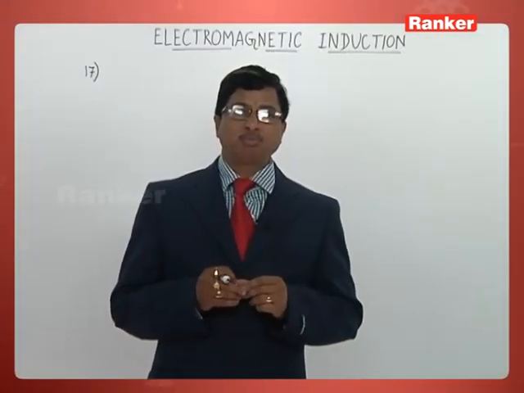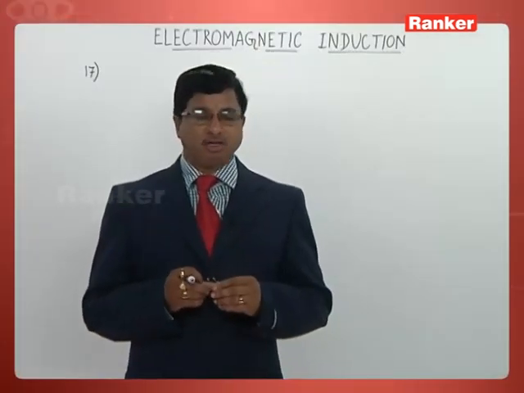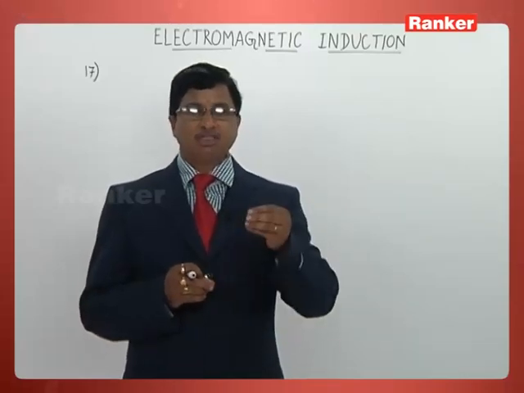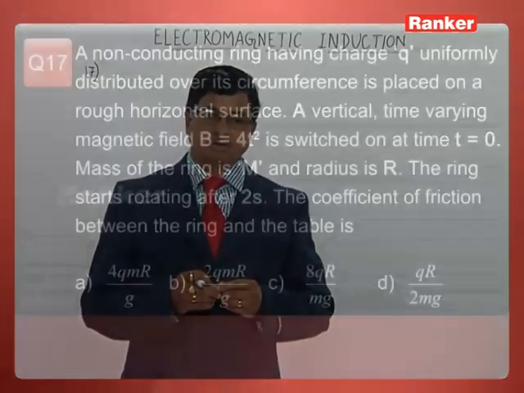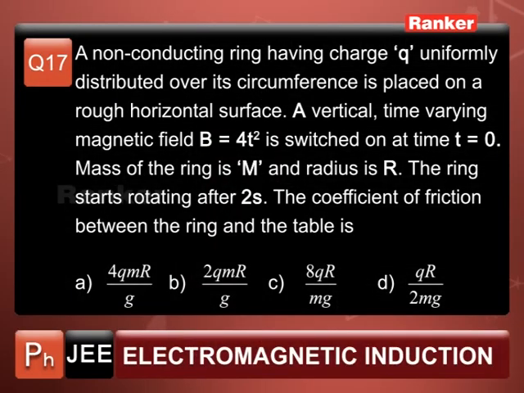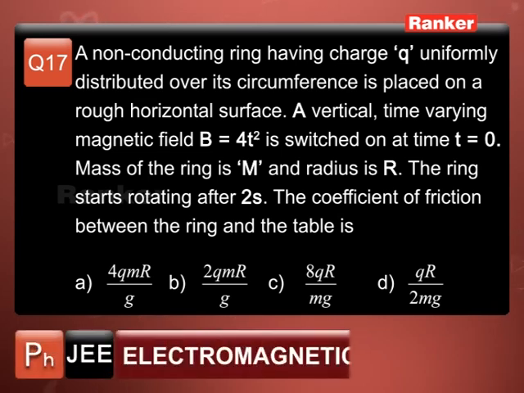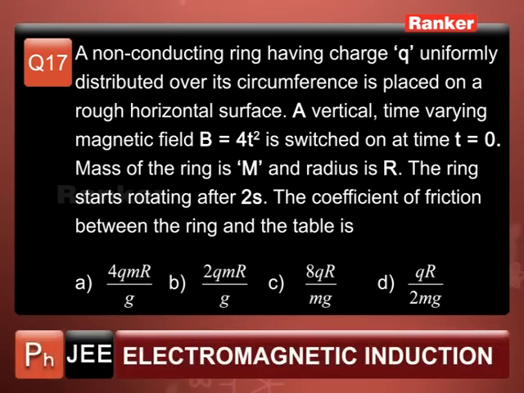This is a problem from electromagnetic induction. It is linked with the concept of friction over here. And what are the 4 options given? Look at the first option, 4QMR by g. And second option, 2QMR by g. And third option, 8QR by mg, that is weight of course mg. And fourth option, QR by 2mg.